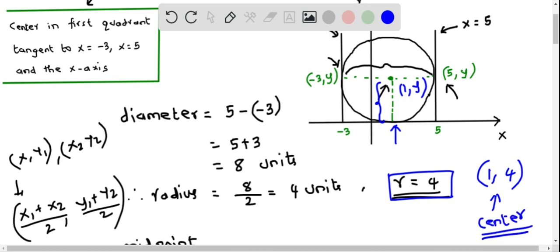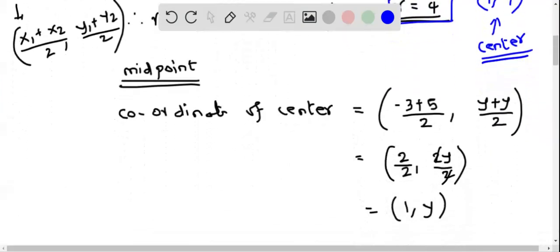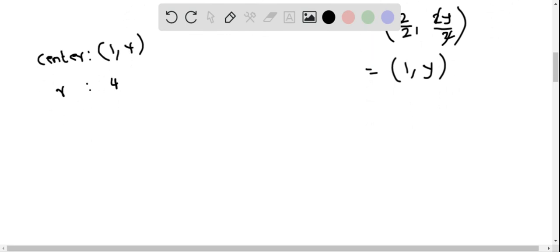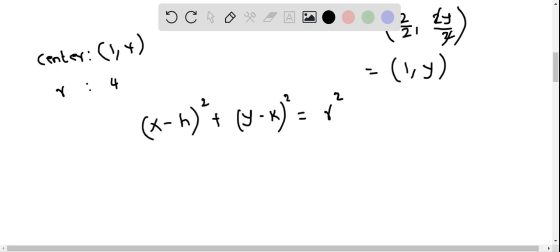Now using the center and radius information, we can write the equation of the circle. Let's copy the center, which is 1 comma 4, and the radius is 4 units. So let's put this in the general equation of the circle, which is x minus h quantity squared plus y minus k quantity squared equals radius squared, where h comma k is the center. So h comma k equals 1 comma 4, therefore h equals 1 and k equals 4.